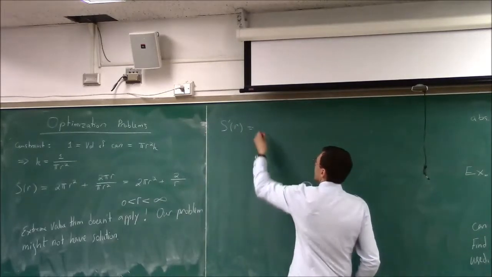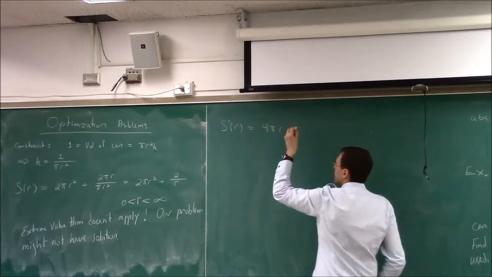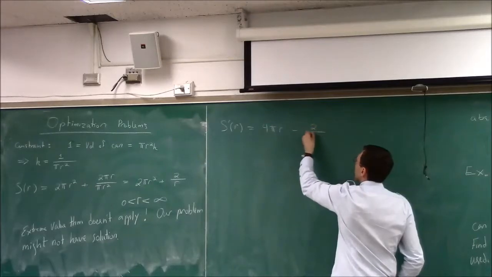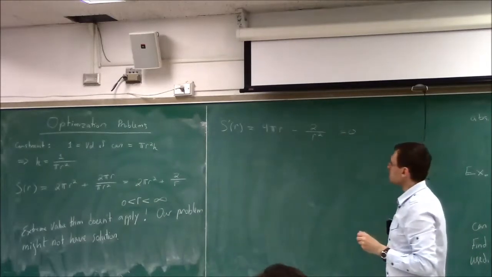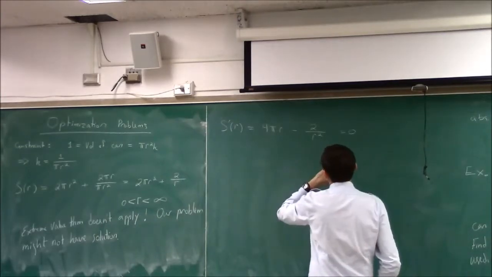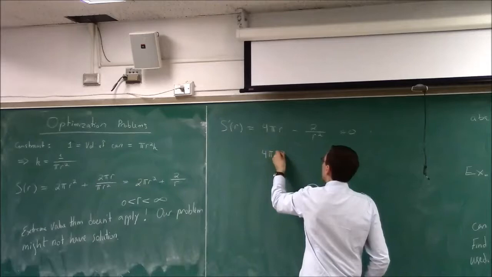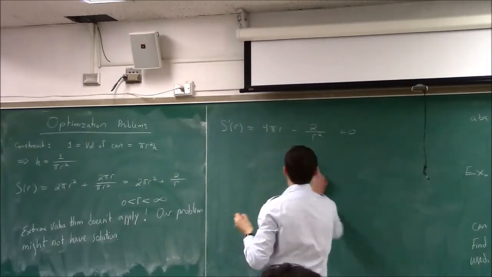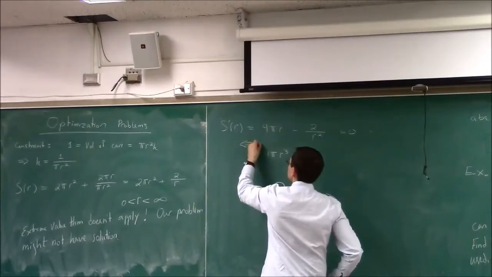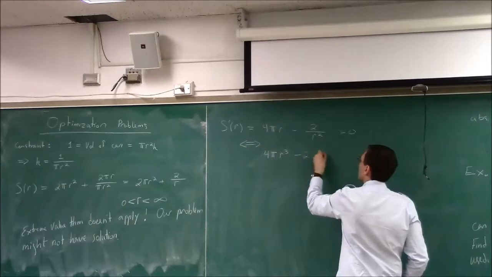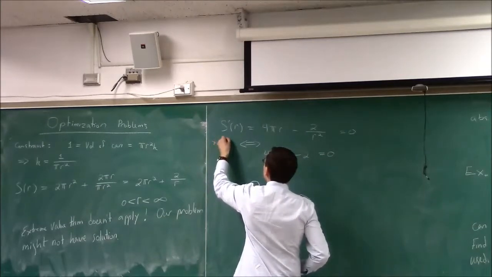S prime of r is 4 pi r minus 2 over r squared. And we set this equal to 0. Since r cannot ever be negative or 0, we can multiply this by r. Actually, pardon, I need to multiply by r squared, so it would be 4 pi r cubed minus 2 equal to 0. You see what I did? I multiplied by r squared.